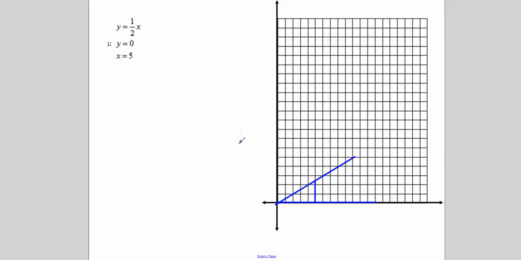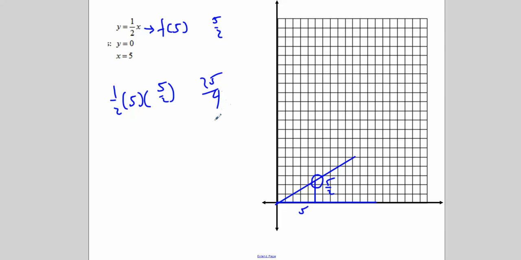These were fairly simple problems. The only thing you had to really think about is this length right here. But since this is f of 5, I just put f of 5 right here for this equation, and I get 5/2. So my delta y is going to be 5/2. My delta x is 5. So I just do 1/2 times 5 times 5/2. I get 25/4 as my area.